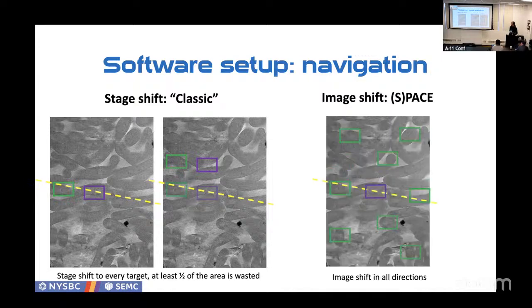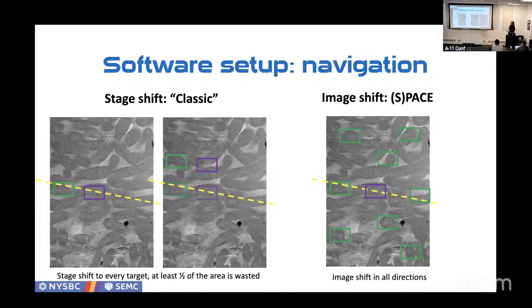But in SPACE mode or PACE mode, you only have one tracking tilt series, and you just image shift to every other area on the lamella, at least increasing the amount of accessible data you can collect by 50%, because now you do not need an independent tracking tilt series for each acquisition area. And the same goes for TOMO 5. So this is also implemented in TOMO 5, and from what I heard, works reasonably well.